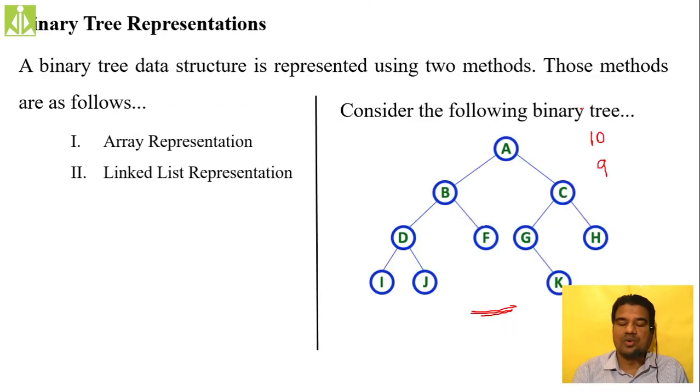So what we do over here is, in order to represent the same tree data structure using an array, we proceed level by level. First we go to level 0, we have only A. So inside the first block, store that A. Then we go to the next level. Then we have B, C. So B and C you store.